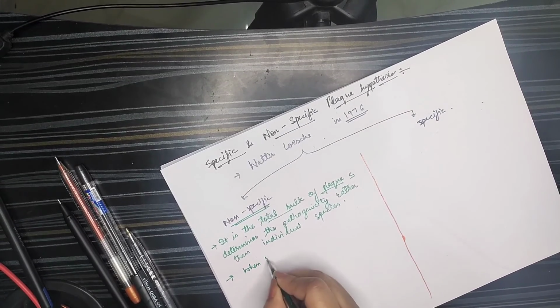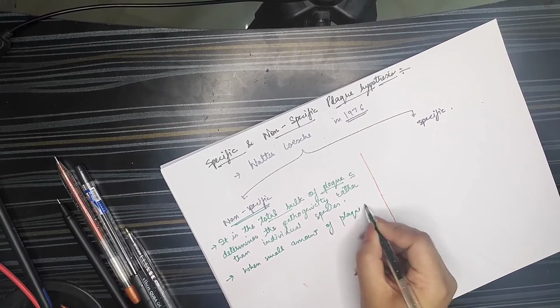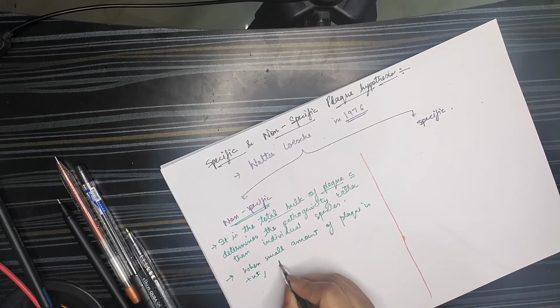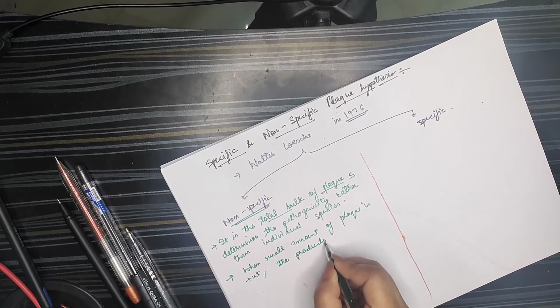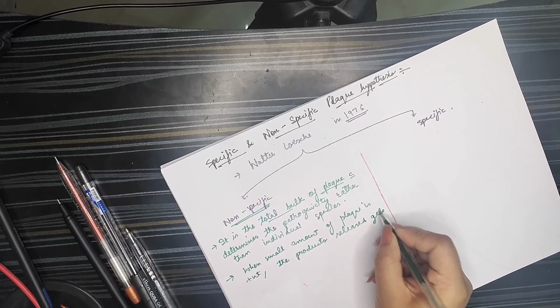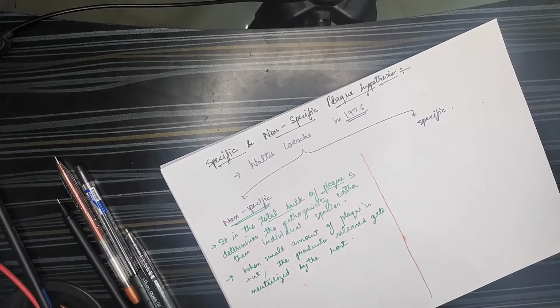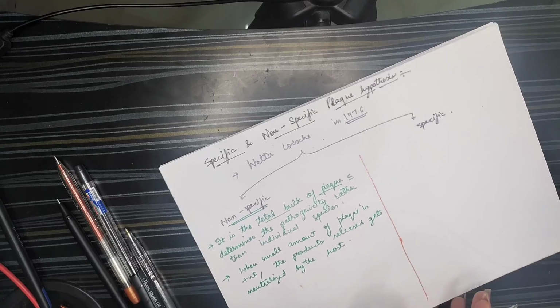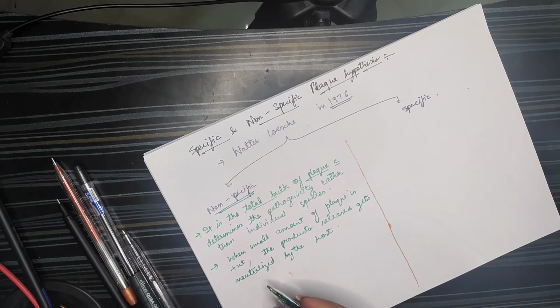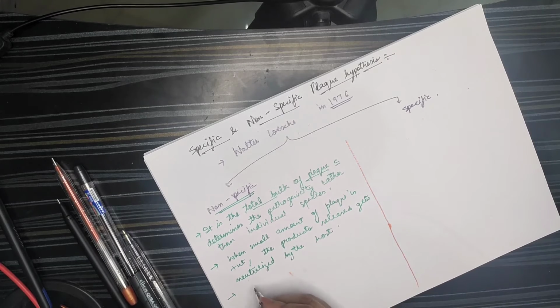Now, when a small amount of plaque is present, the products released get neutralized by the host. The host can neutralize that. So hosts have the ability to neutralize that.